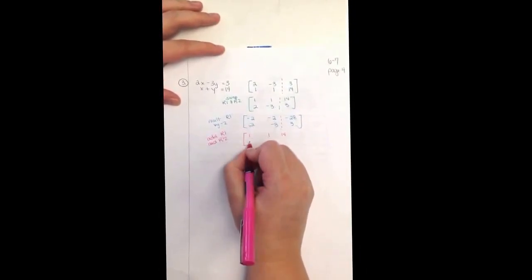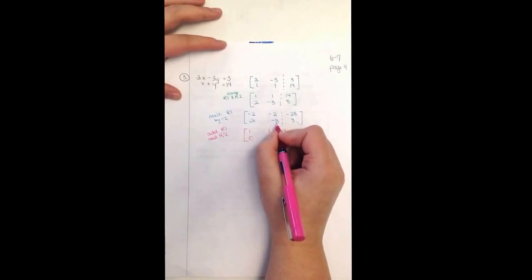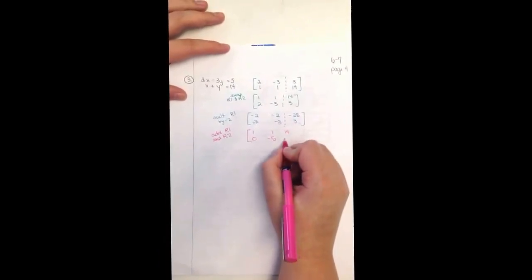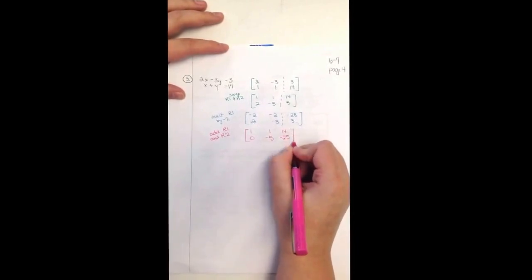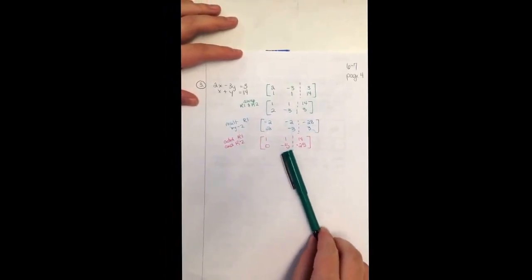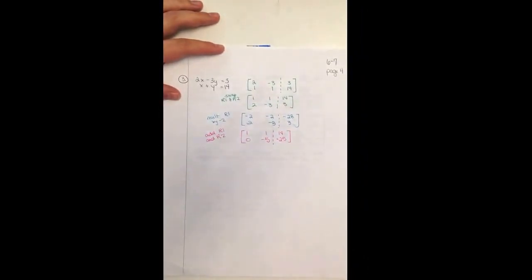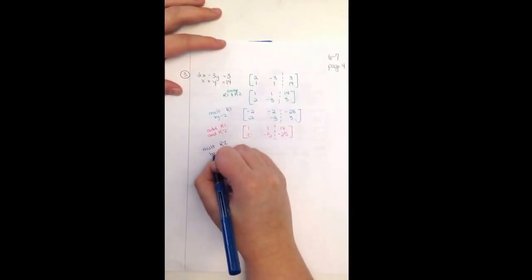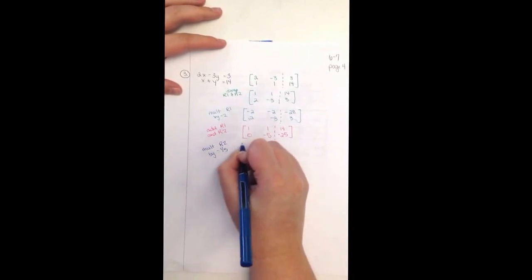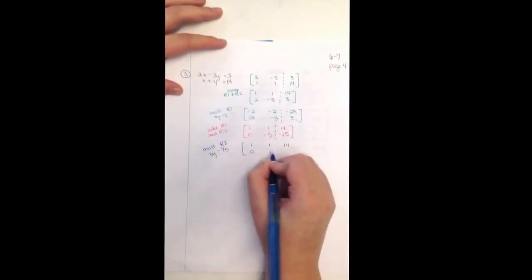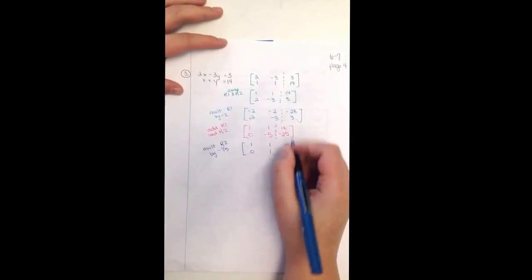Negative 2 plus 2 gives me 0. Negative 2 plus negative 3 is negative 5. Negative 28 plus 3 is negative 25. Okay, so let's start now by making this the one we want it to be. So I'm going to multiply row 2 by negative 1/5, 1, 1, and 14, 0, 1, and 5.